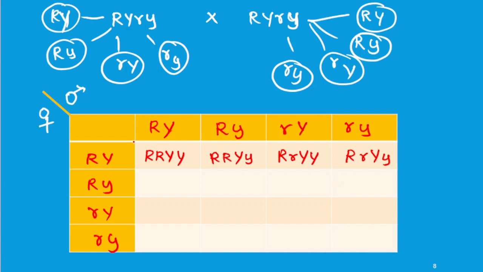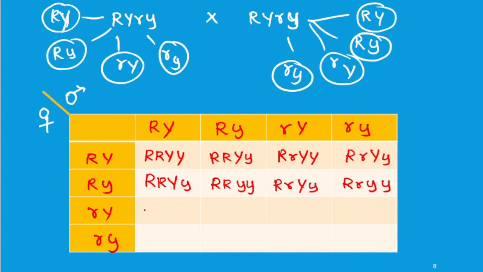Next, what will you get? Capital R, capital R, capital Y, small y, capital R, small y, small y, capital R, small r, capital Y, small y, capital R, small r. Then you will be getting capital small y, small y.